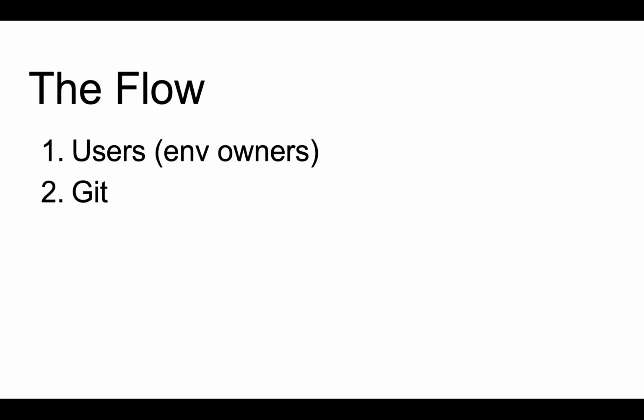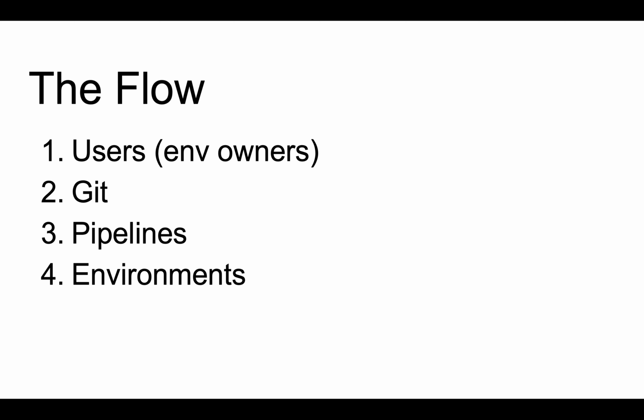Of course, there's Git. They're making their pull requests in Git. Then there's the pipelines that we saw get kicked off in the video. And then there's the environments, which are in fact just OpenShift projects, running within OpenShift and being used to isolate the various environments from each other.